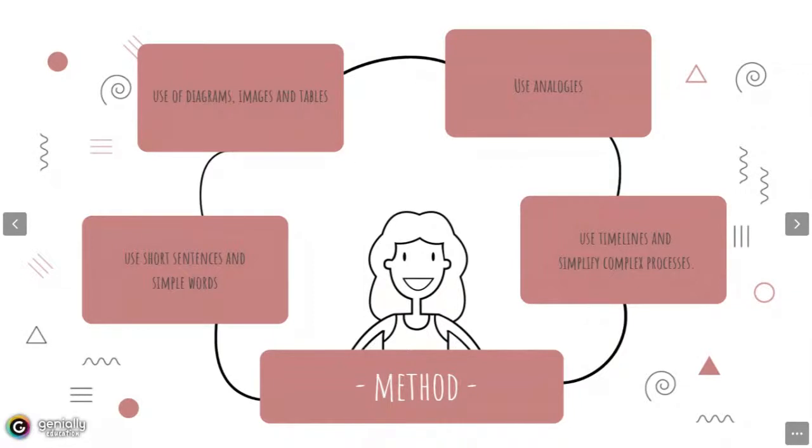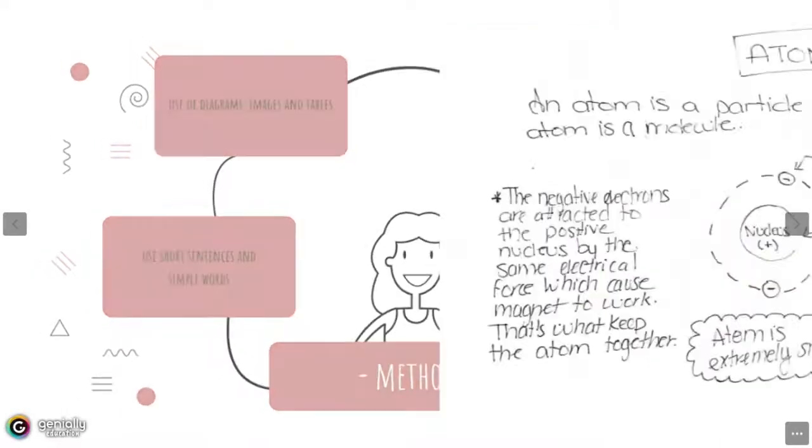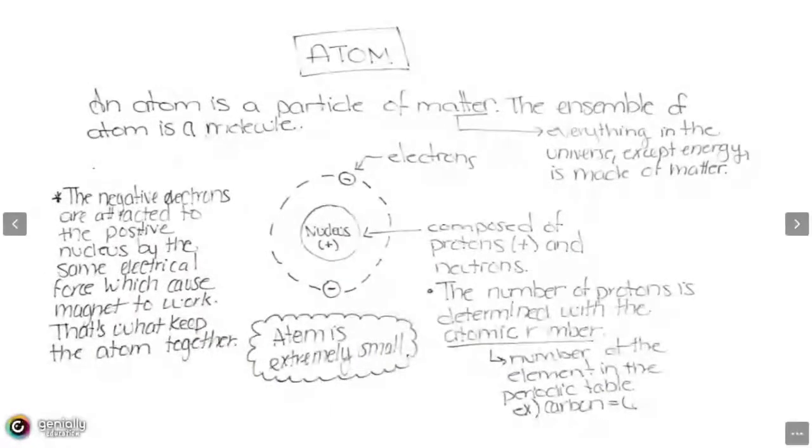The method to use it quickly, I always present that diagram to the students to show them. It's to use short sentences and simple words, and the use of diagrams, images, tables, analogies, timelines, or processes in steps is often useful. So this is an example I made for one of my classes with my students.